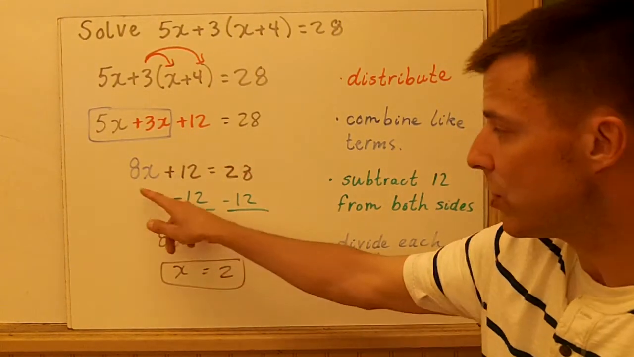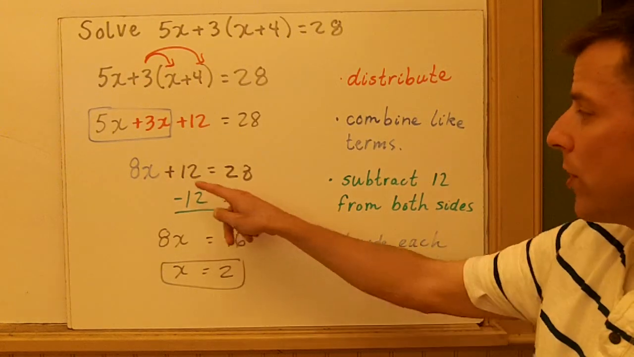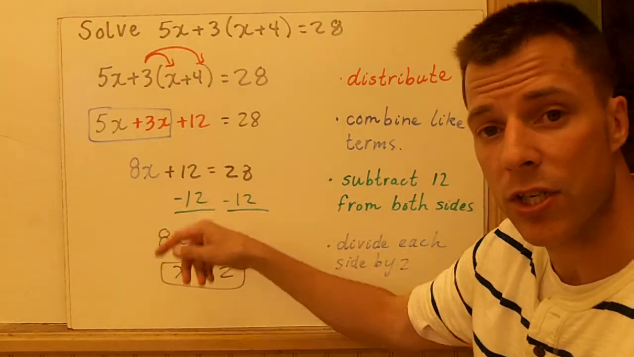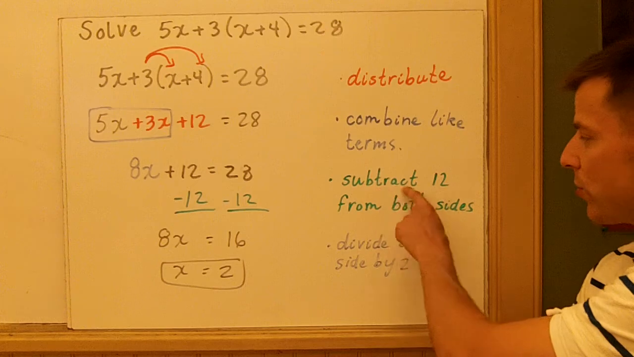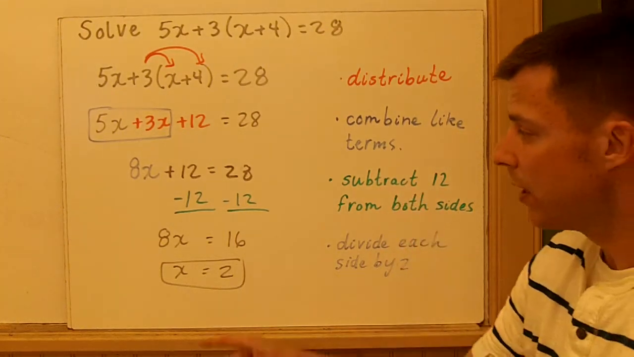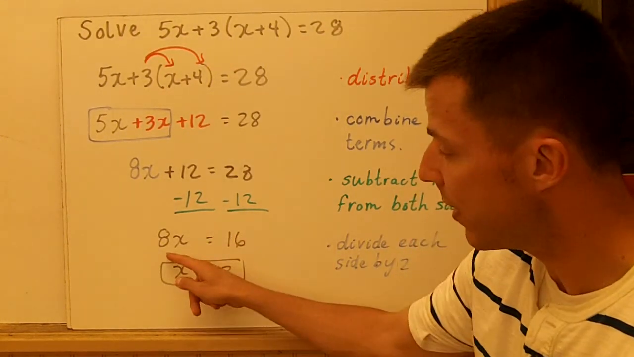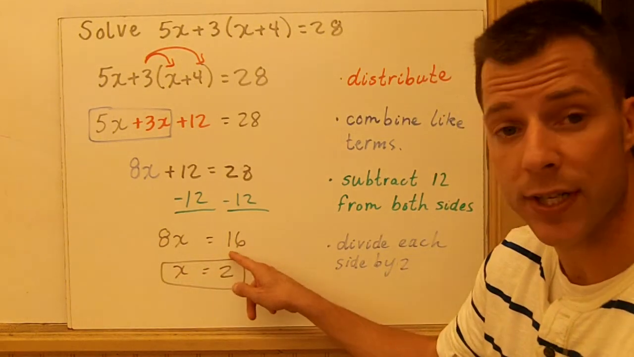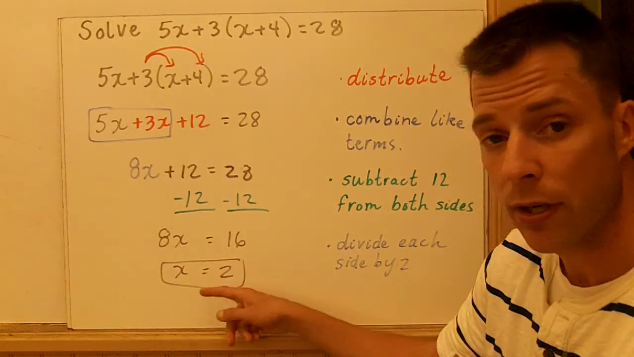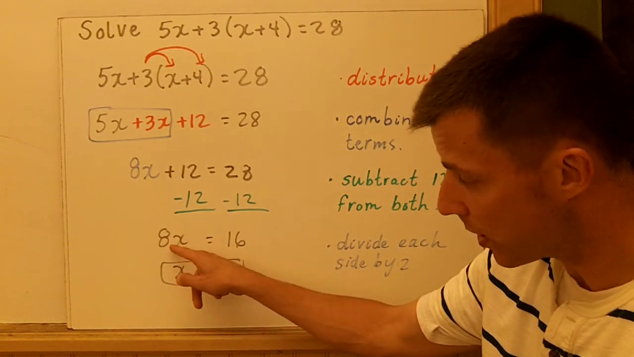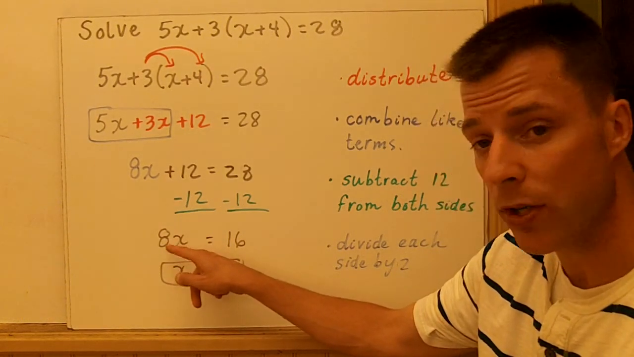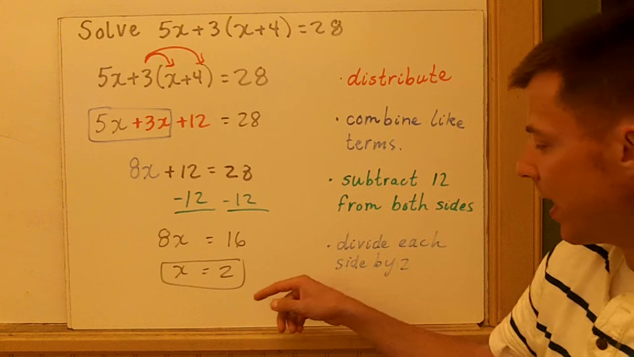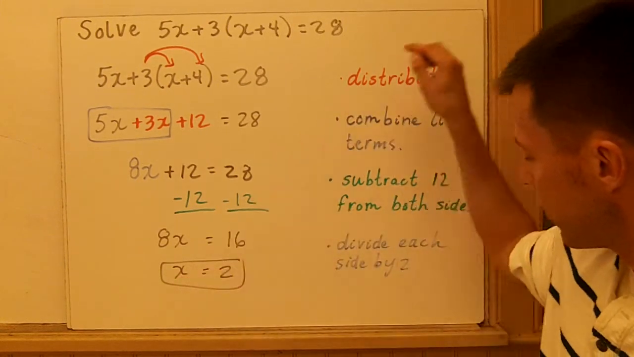And now I again have a two-step equation where I'm going to undo the addition of 12 by subtracting 12 from both sides. So I subtract 12 from both sides. I have 8x equals 16. Mental math would tell you that 8 times 2 is 16. So your answer is 2. But also, if you wanted to do it algebraically, undoing multiplication, you divide each side by 8, and you get x equals 2.